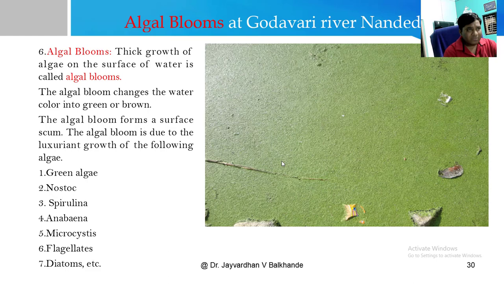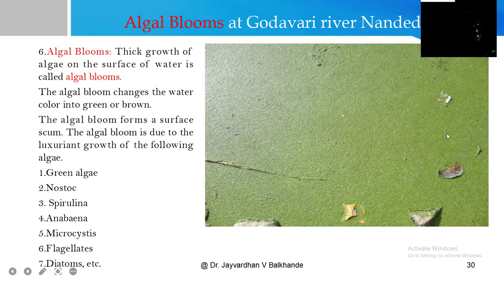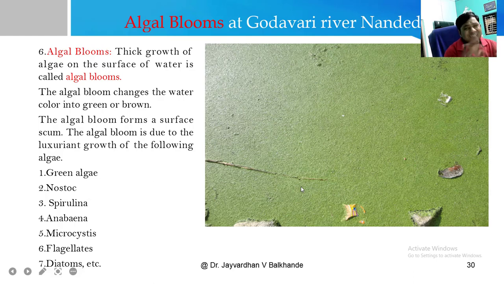Okay, now see, this is a picture I have taken at the Godavari river, Nanded. This is algal bloom. Algal bloom is a thick growth of algae on the surface of water. This is the current situation of the Godavari river at Govardhan Ghat. Algal bloom changes the water color to green or brown, and forms a surface scum. Algal bloom is due to the luxuriant growth of algae, for example green algae, Nostoc, Spirulina, Anabaena, Microcystis, flagellates, and diatoms.